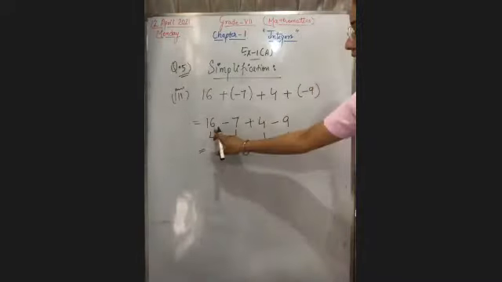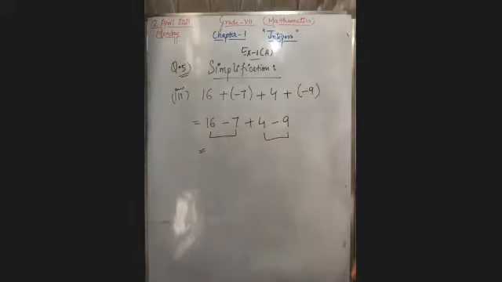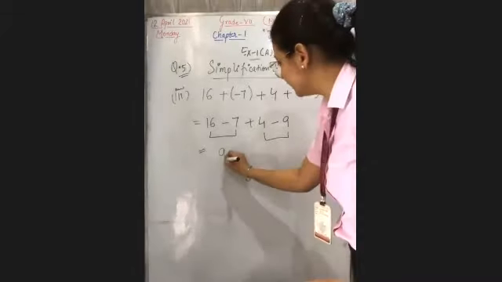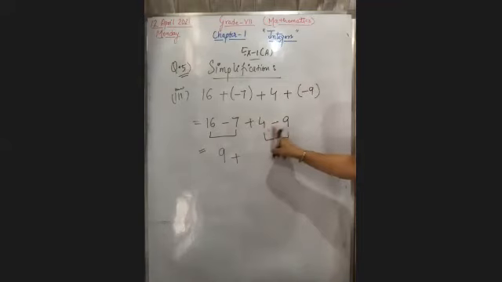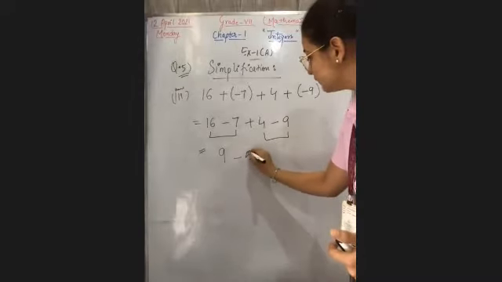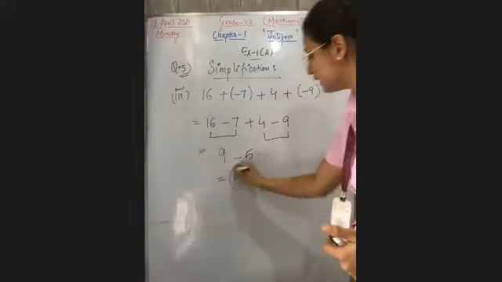Some are doing it in this way. 16 minus 7 is? Quickly, do the addition and subtraction properly. Yes, that is 9. Plus 4 minus 9 is? 4 minus 9 is minus 5. So 9 minus 5, your answer will be 4.